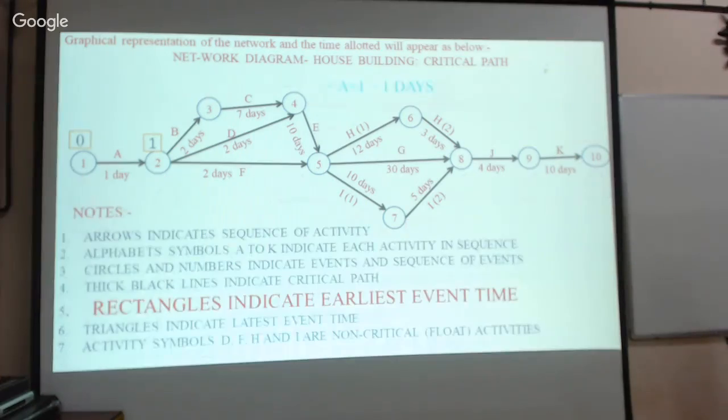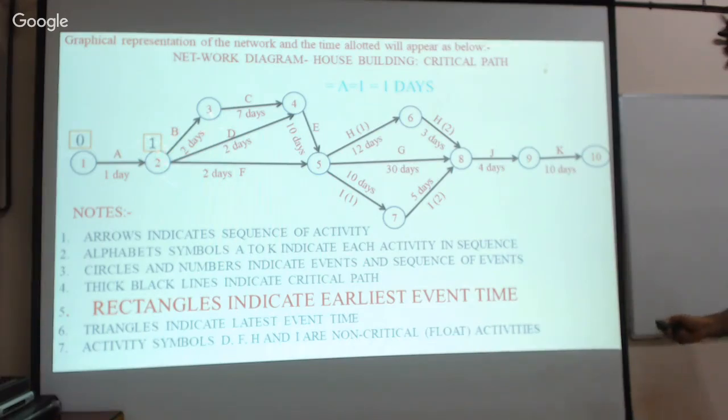Now here the first one is the time required to complete the first event. The time allotted for activity A is 1 day. Therefore, to reach the second event, event number 2, the time required is 1 day. Look at this: the rectangles indicate the earliest event time. So 1 day is required.